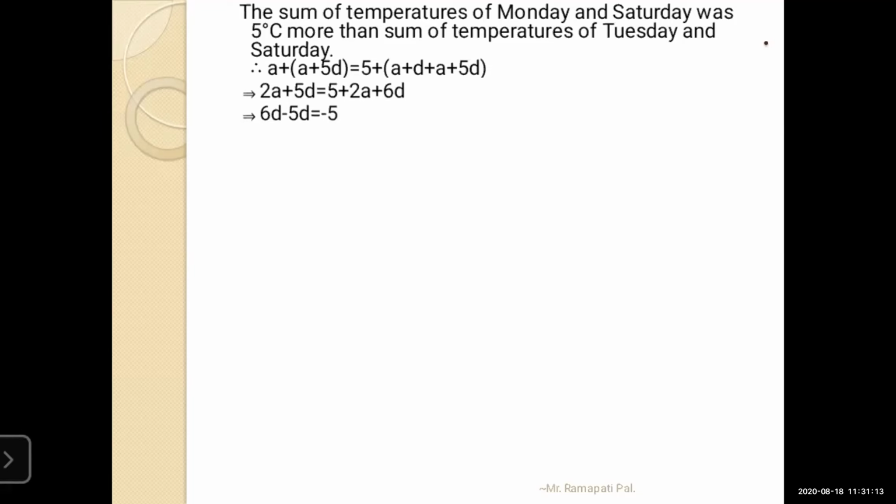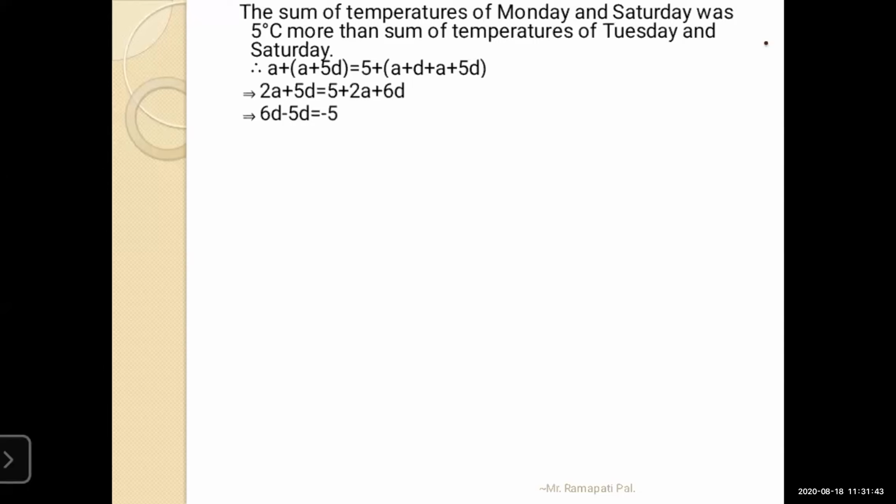6D minus 5D is equal to minus 5. Because 5 is present on the 6D side, and 6D is present, so 5D will come to the right side and 5 will come to the left side, so it becomes minus again. So 6D minus 5D is what? D is equal to what? That is equal to 5.